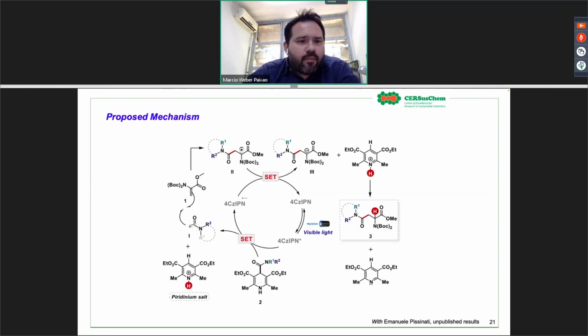Here is the mechanism of this reaction. It is almost the same. We have the excitation of the photocatalyst, which oxidizes the dihydropyridine, which then collapses, generating the carbamoyl radicals, which add to the dehydroalanine and generate this radical intermediate. This is then reduced by the reduced form of the photocatalyst, regenerating the photocatalyst for the catalytic cycle and generating this carbanion, which is further protonated in the system.